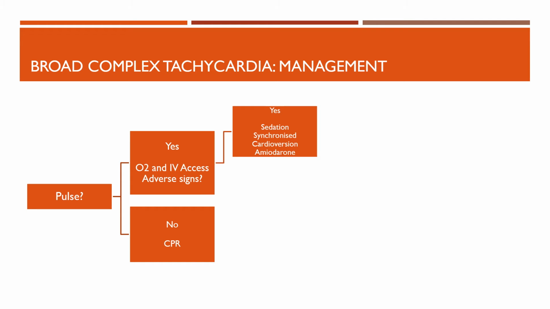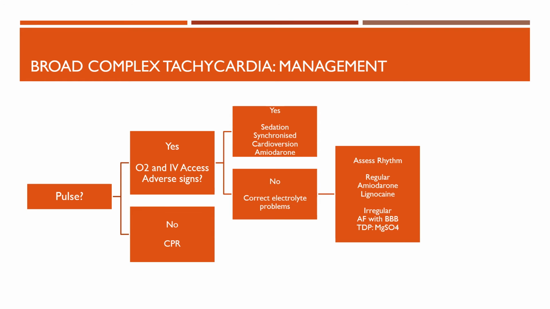So if they have got adverse signs, then we again need to sedate them and synchronize cardiovert them, because we need to get that heart rate back to normal and reverse any adverse signs. If they don't have any adverse signs, then we've got a little bit more time to correct things. So we can correct the electrolytes and then reassess the rhythm.